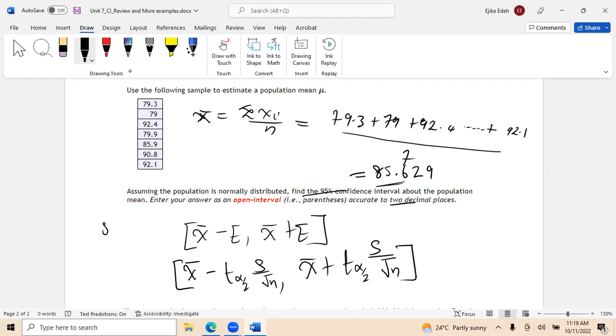So we know this is what we're looking for, right? But we are trying to get out a piece. We already know n. We're going to compute t alpha over 2, we're going to compute the mean, and we're going to compute the sample standard deviation. This is all we need. So we already got the mean now, 85.629. So let's go ahead and get the standard deviation.